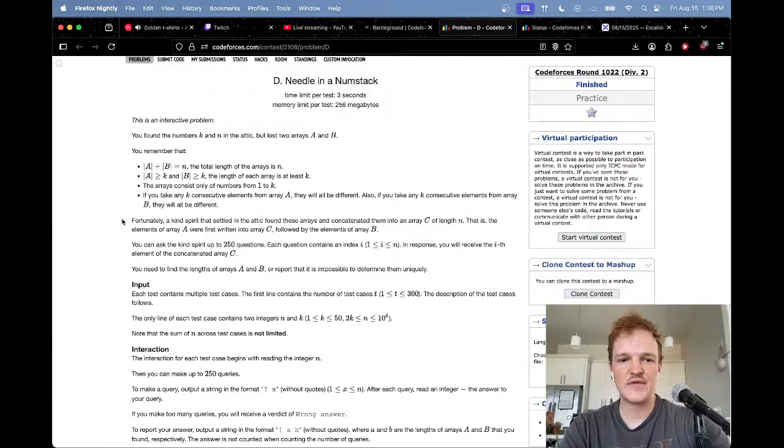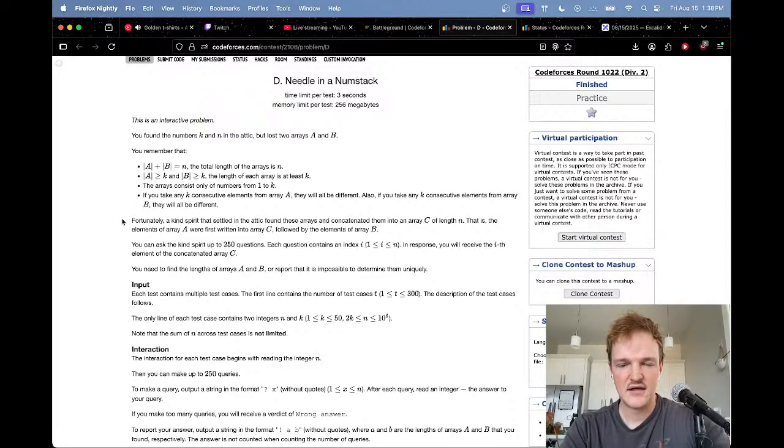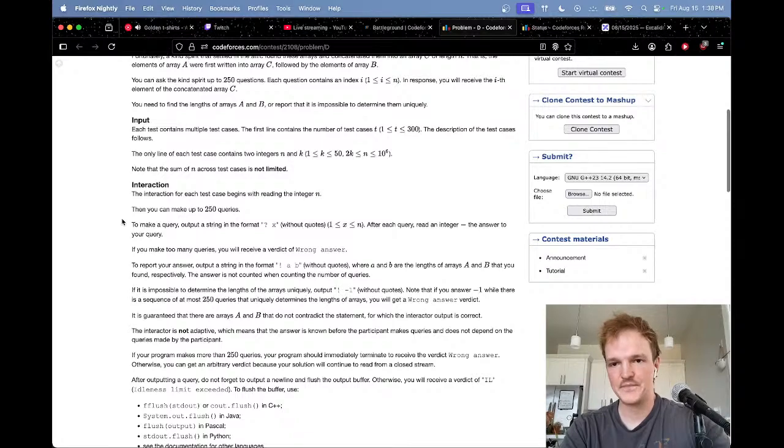Fortunately, a kind spirit that settled in the attic found these arrays and concatenated them into array C of length n. That is, the elements of array A were first written into C, then the elements of array B. You can ask the kind spirit up to 250 questions. Each question contains an index i. In response, you'll receive the ith element. Okay, I think I see what you need to do.